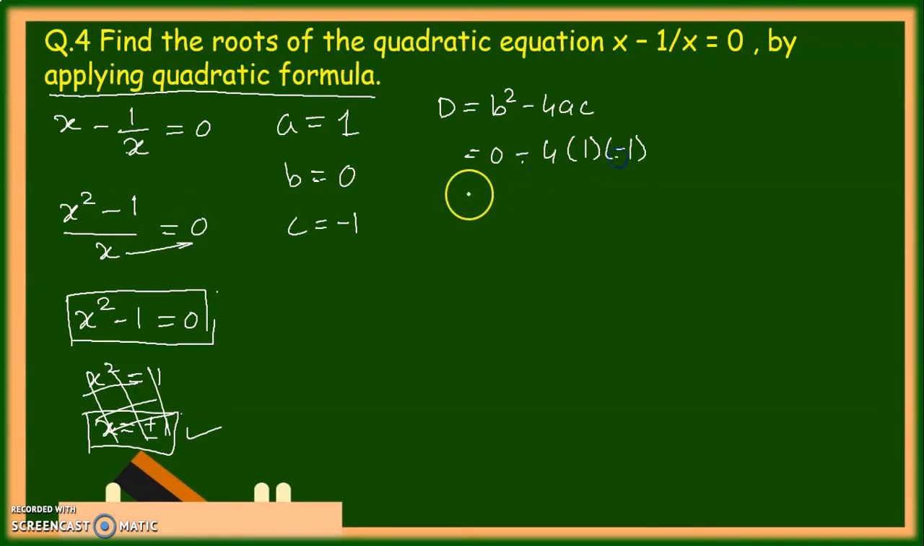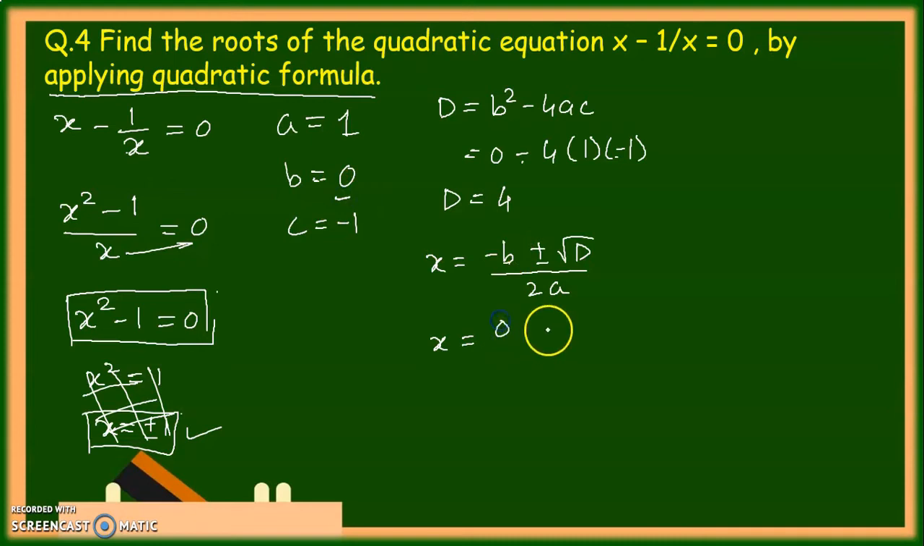So here minus minus becomes plus. So we get 0 plus 4, which is equal to 4. The value of d is 4. So we get d equal to 4. Now we put in the quadratic formula: x equal to minus b plus or minus under root d divided by 2a. So here the value of b is 0, so it will be 0 only.